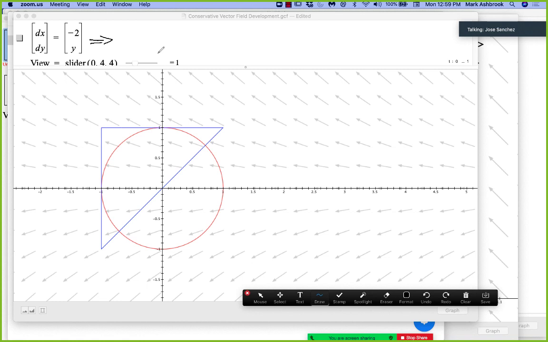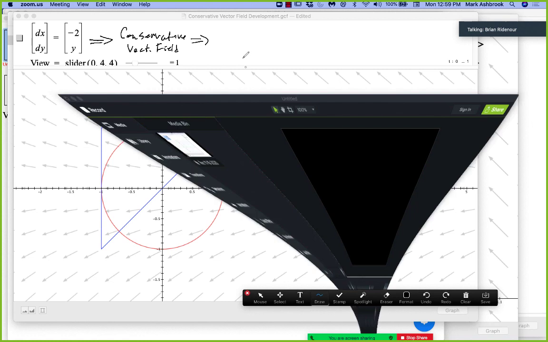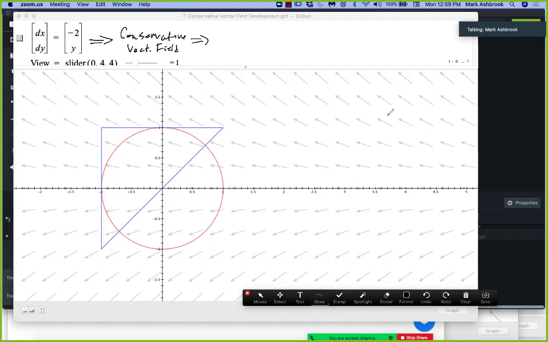It's conservative? Yeah, so we said this was a conservative vector field. And we said that conservative vector fields were what? What made it conservative? So what was it about the field? It's a gradient field? Yep, gradient field. Excuse me, sorry about that.